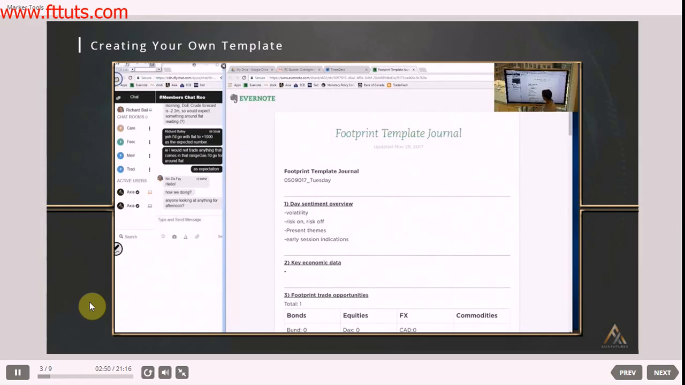So the first most important thing, I'm utilizing Footprint within the Evernote, and the first thing to understand is you need to be able to summarize a day. Why? Because within any given day, a number of variables are coming out, what we call noise. So the first place I like to start is to summarize the entire session within a couple of words.